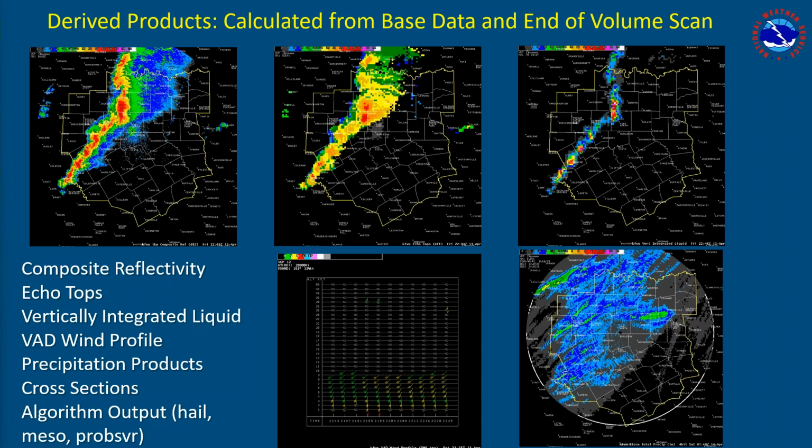We've got something called a VAD wind profile, which is a measurement of the vertical profile of the wind. Of course, precipitation products are front and center when we're in flood mode, trying to get estimates of rainfall based on the radar reflectivity. And then there's algorithm output, which I'll show you some examples of. There's a hail algorithm, mesocyclone, and a prob severe. Basically trying to take all the data and run some algorithms to give us an idea how big is that hail, where are the circulations, and what's the likelihood of severe. So the automated part of this is mainly to kind of draw attention to certain areas the forecaster can look at more closely.